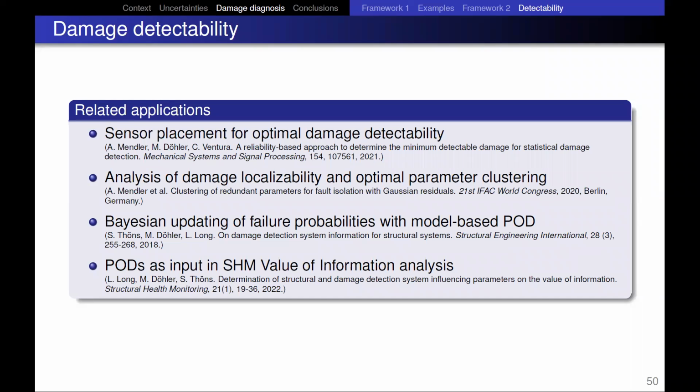We can use that also for analysis of damage localizability, where in practice we have a bit of a different problem where we want to analyze changes for the different parameters of the structure. And from an FE model, we usually get tons of parameters, so we cannot distinguish all of them. So we need to do some clustering, and can optimize such a clustering based on sensitivities and the uncertainties. And PODs, the probabilities of detection that we can predict from the method, can also be used for Bayesian updating of failure probabilities, for example, because there we need to have an idea of PODs for different damage states of a structure, or as input in SHM value of information analysis.